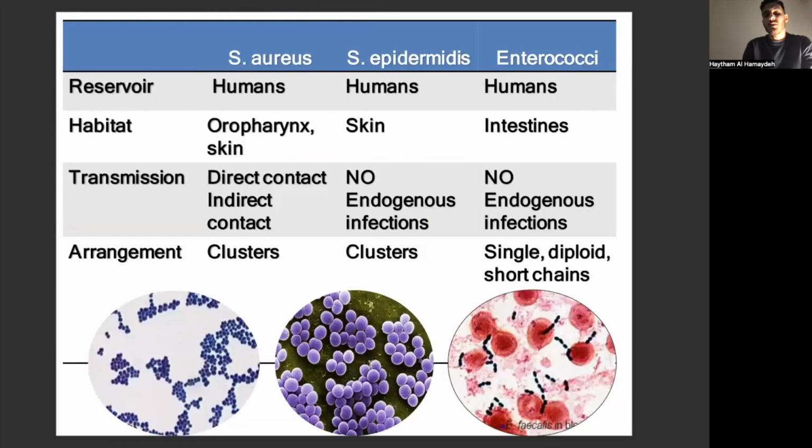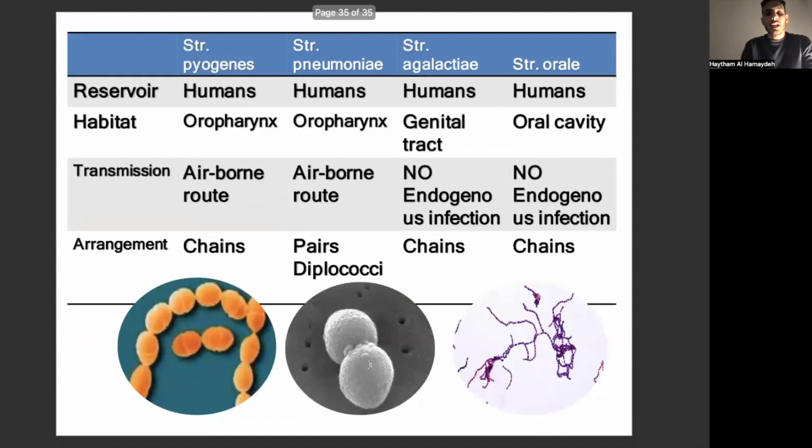This is just a summary of everything that you guys need to probably have in mind, plus any other important thing that you can read from the textbook. And this is also the other ones that we discussed as well.